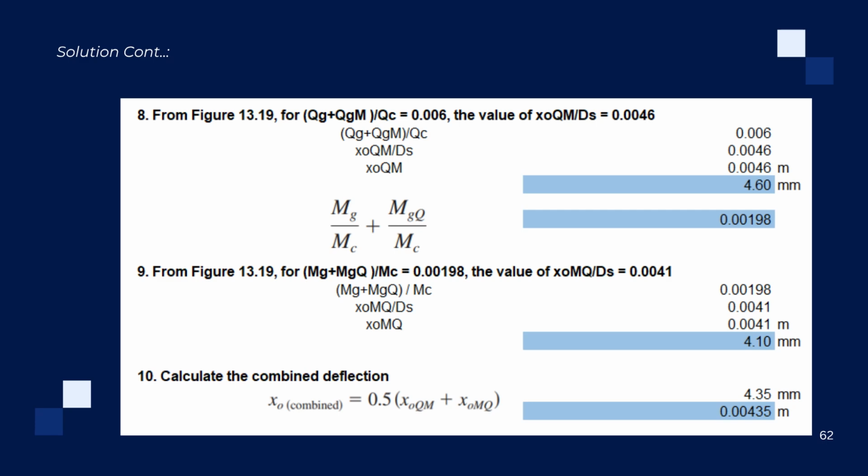Step 8. Compute MG over MC plus MGQ over MC. Step 9. Compute XOMQ. Step 10. Compute the combined deflection XO is equals to 0.5 times (XOQM plus XOMQ).